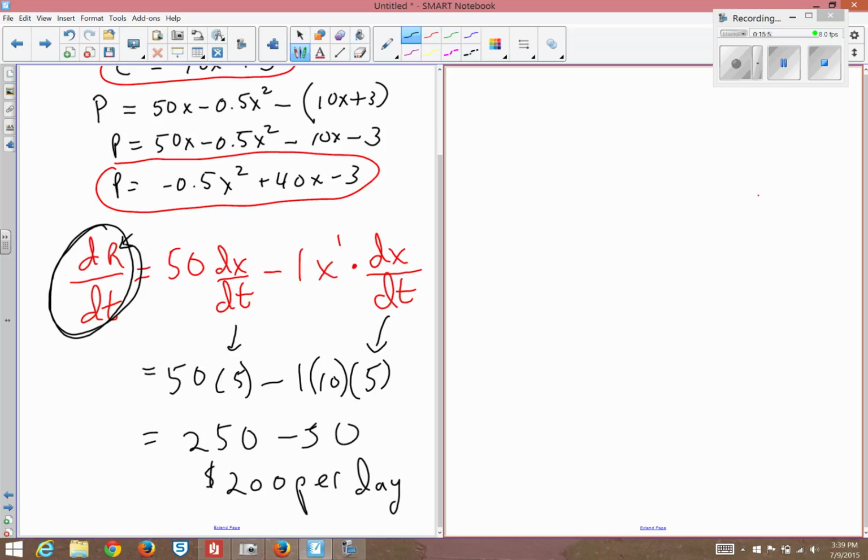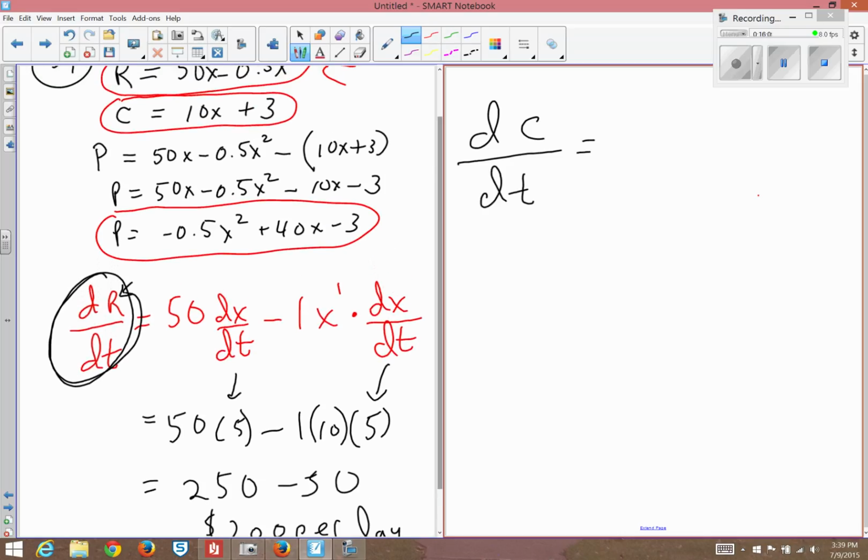So we also look at the directions. It says find the rate of change of the cost. Rate of change of the cost means the derivative of the cost with respect to t. Here's the cost. The derivative of 10x plus 3. In this problem, it's not 10. It's 10 times the derivative of what's next to the 10 with respect to t. And then plus 0 because 3 is a constant.